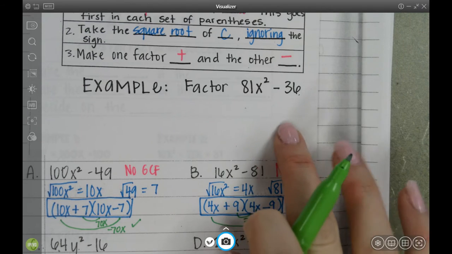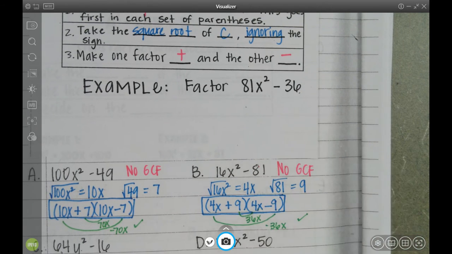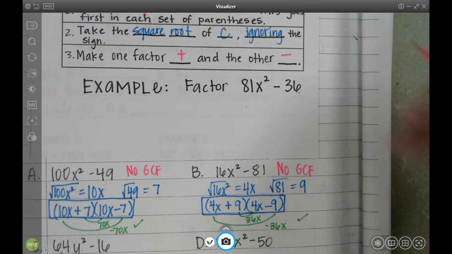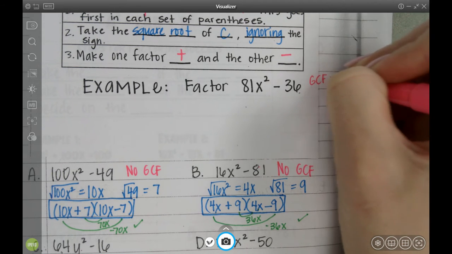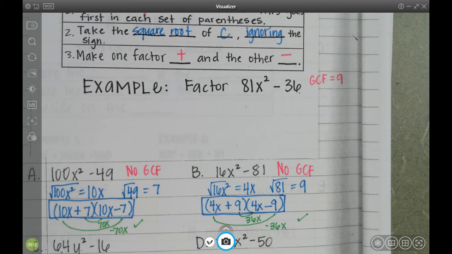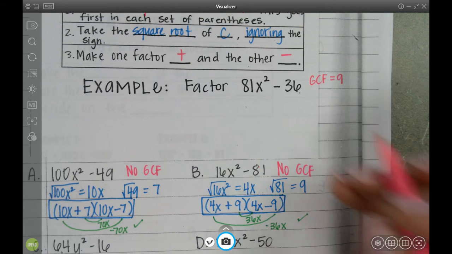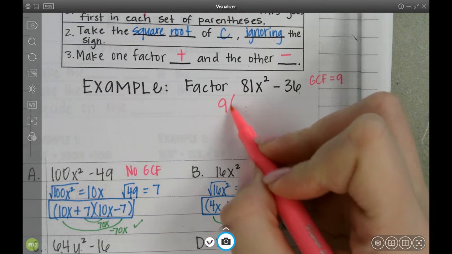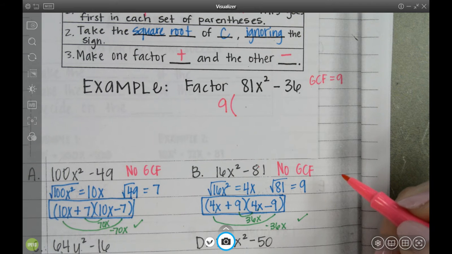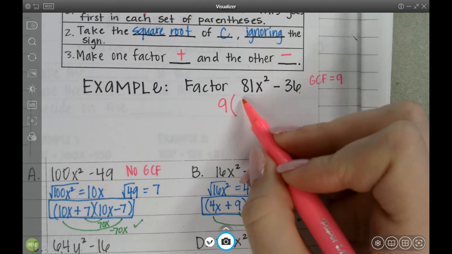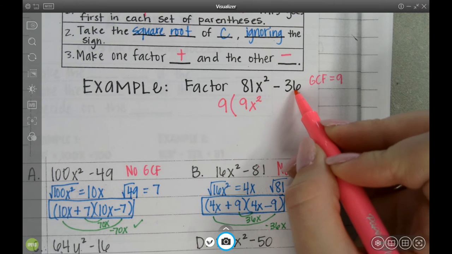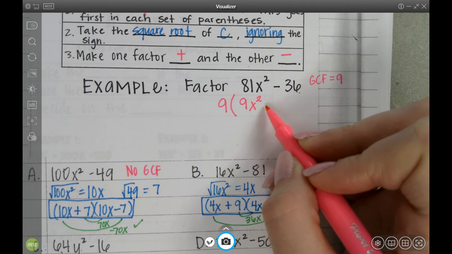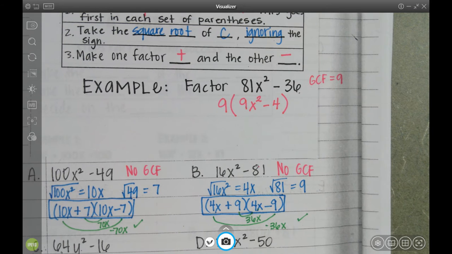Okay, now let's go back up to this one, the one we skipped. Do I have a GCF between 81x squared and 36? I do. What is it? Yep. I have a GCF of 9. So you have to take that out first to get 9 times, 81 divided by 9 is 9x squared, 36 divided by 9 is 4. So 9x squared minus 4.